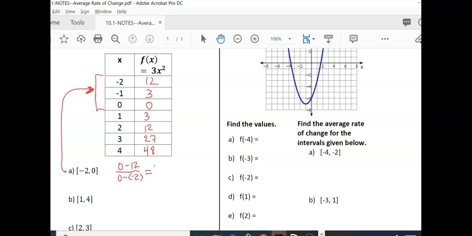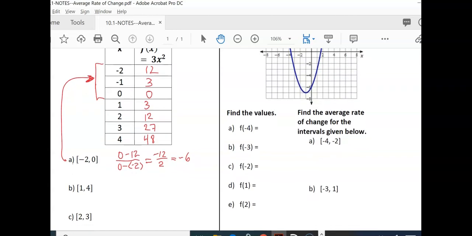0 minus 12 is -12, and subtracting -2 is the same as adding 2, so 0 plus 2 would just be 2. And -12 divided by 2, and negative divided by positive is negative, so we have -6. Let's look at the next one.